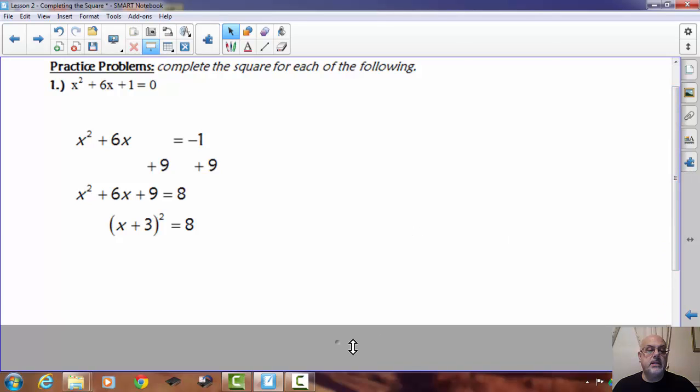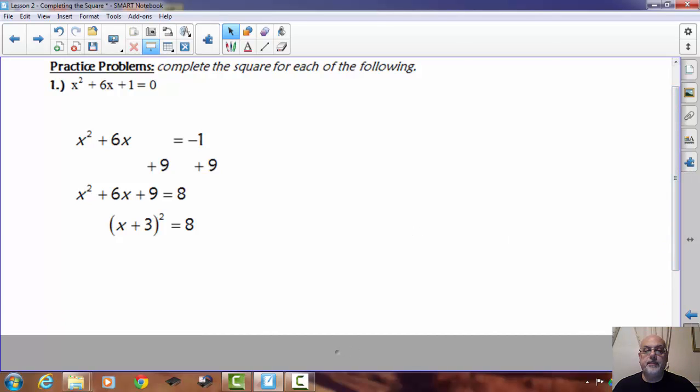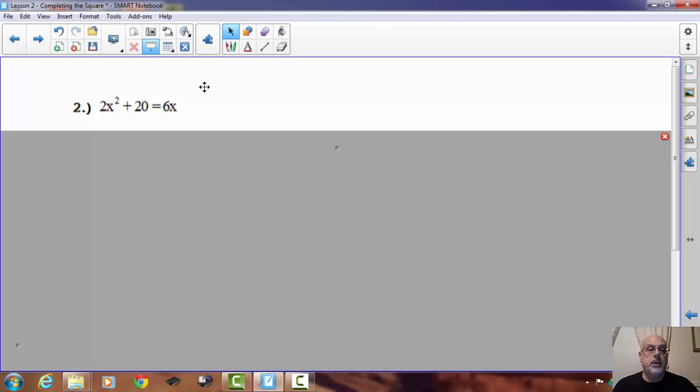Let's take a look at this second problem. 2x squared plus 20 equals 6x. Now there was one little note on the steps for completing the square, and that comes into play here. I didn't mention it then. The x squared term cannot have anything other than a 1 in front of it.